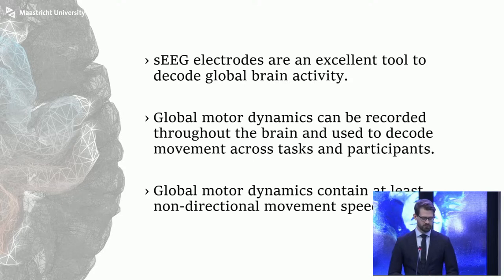And global motor dynamics contain at least non-directional movement speed. Together, these three conclusions expand the view from the small area that I showed you before to the whole brain, as there seems to be relevant information throughout the brain. As such, the results form a new basis for more comprehensive BCIs that capture more essential information to restore movement for those who need it.